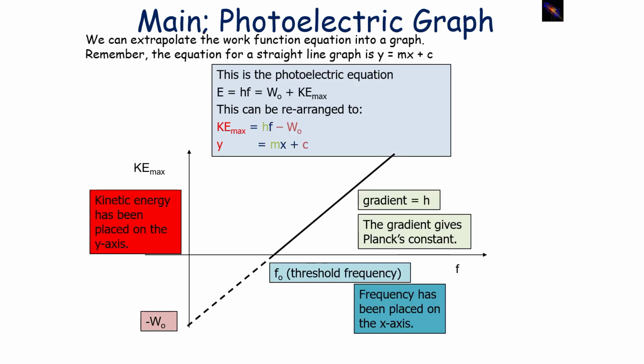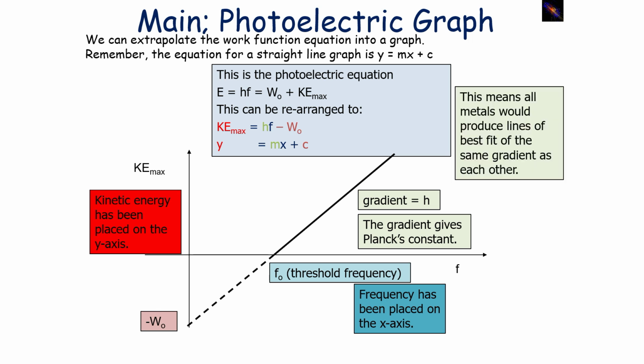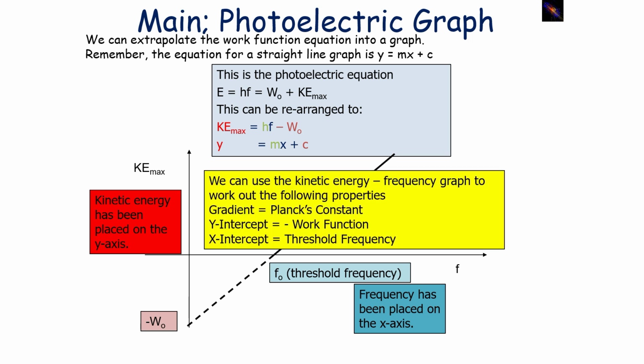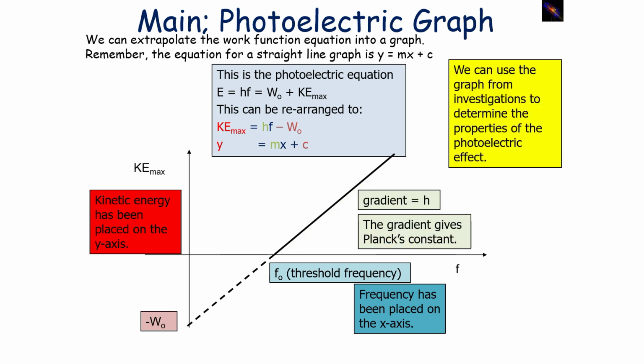So if we have kinetic energy as our y-axis and frequency on our x-axis, this tells us that the negative of the y-intercept is the work function, the x-intercept is the threshold frequency, and the gradient of our line produced is Planck's constant. Now this means all metals will produce lines of best fit of the same gradient as each other. So it's important you can use kinetic energy frequency graphs to work out the following properties. The gradient is Planck's constant, the y-intercept is the negative work function, and the x-intercept is the threshold frequency. And we can use this to determine different properties about the photoelectric effect.